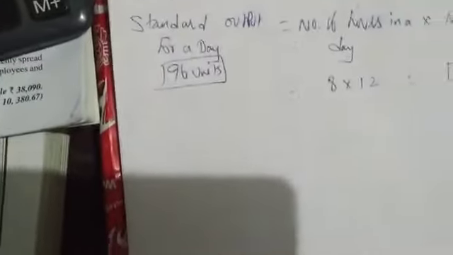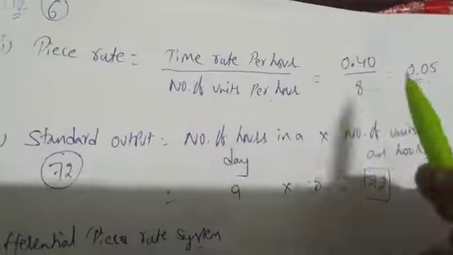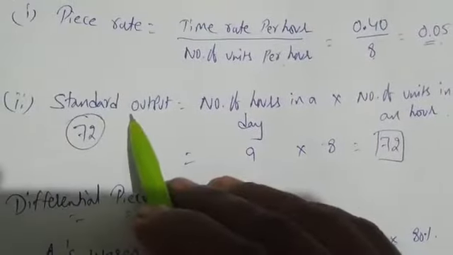Now we have to find out wages. Normal rate is given. Piece rate is given. Earlier problem, what is not given? That earlier problem which we solved, right? In that earlier problem he has not given piece rate. We have found out piece rate. And in this problem also standard output is number of hours in a day into number of units in an hour. Same formula we are applying.